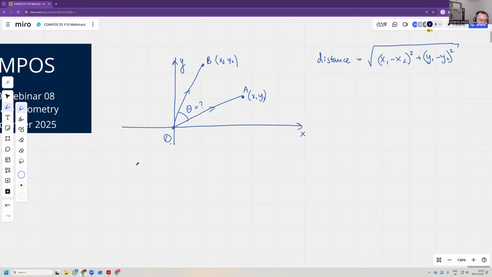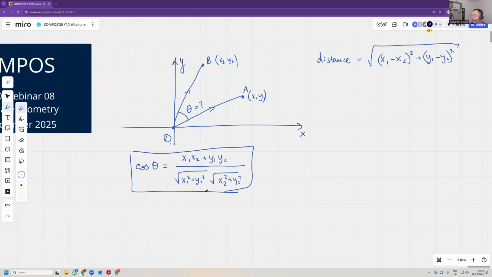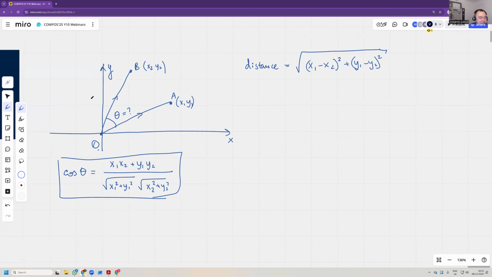I won't explain how I got there. So cos theta is going to be x1 x2 plus y1 y2 divided by the square root of x1 squared plus y1 squared, times the square root of x2 squared plus y2 squared. Okay, this is how you find the angle, but it's not important today, so we're not going to do that. So distance, this was just for instance.